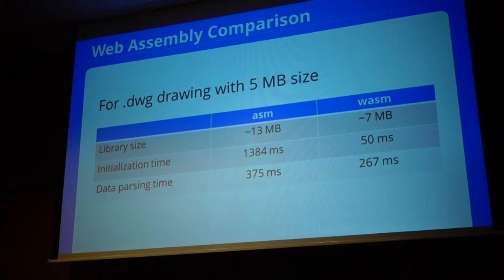The total size actually takes two times lower size. The initial loading time is almost 10 times faster, and for data parsing, here we use a 5 megabyte drawing. It works 30% faster, but actually it doesn't matter what size of the DWG drawing. It will be the same results, 30%, or so on.